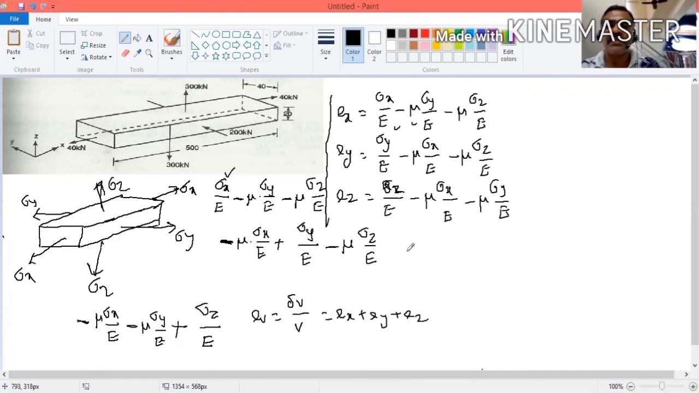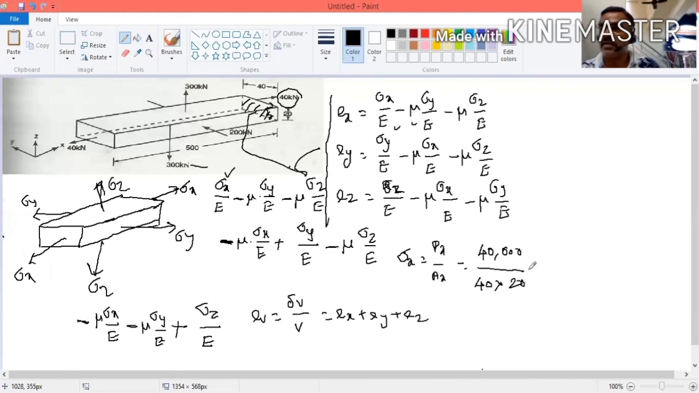What is sigma x? Sigma x is equal to load Px by area Ax. What is the load Px? Px is equal to 40 kilonewton, 40 into 1000. Sigma x is equal to 40 kilonewton divided by area. What is the area? Cross section area. You see that is 40 into 20. This is the cross section area. So this will give sigma x.